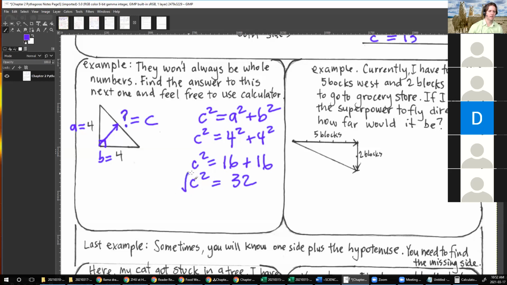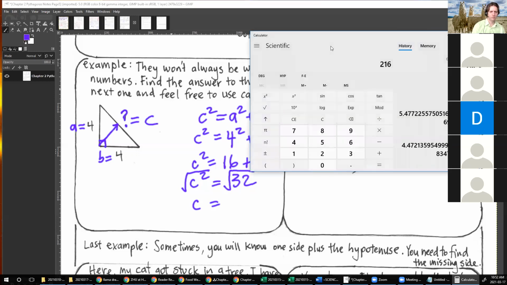And here's where it's going to get a bit trickier. We're going to take the square root of both sides. So C is equal to what? And I'm going to definitely need my calculator for this, because I don't know my multiplications that well. 32, I'm going to take the square root right here. 5.666.